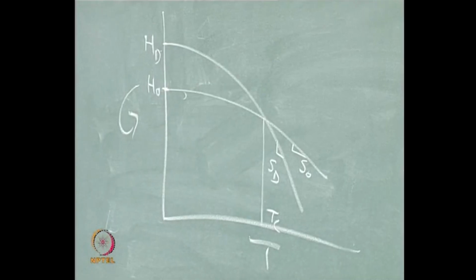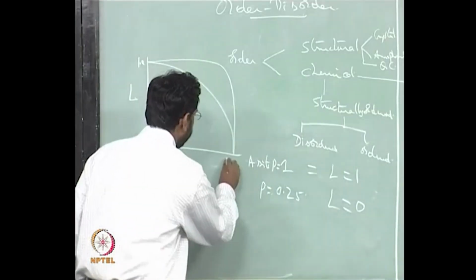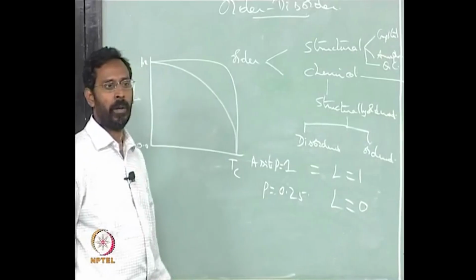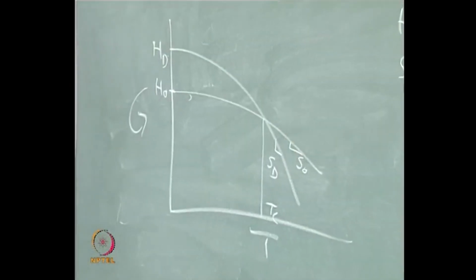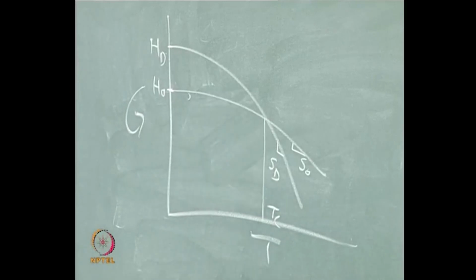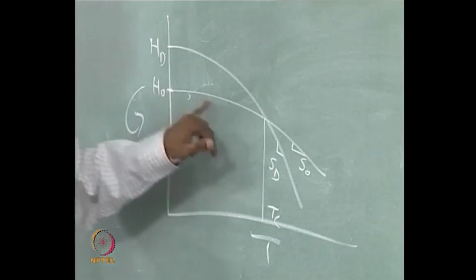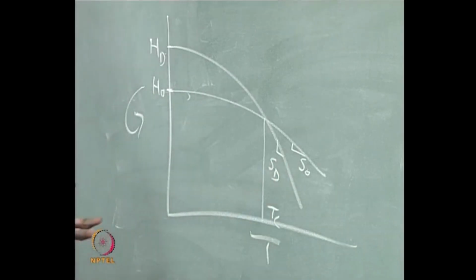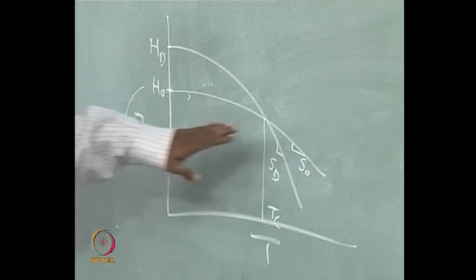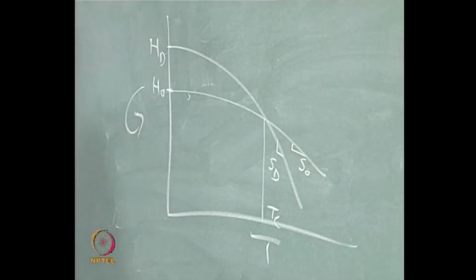what we call a critical temperature Tc, beyond which you would see that the disordered structure will be more stable than the ordered structure, and you would see an ordered structure transforms to a disordered structure. It is almost like a liquid solid transformation that we have seen earlier, exactly similar to that you would see this happening.